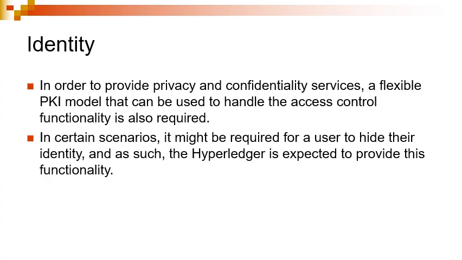And then identity. In order to provide privacy and confidentiality services, a flexible PKI model that can be used to handle access control and functionality is also required. So there is a membership service provider which provides the membership service. The members are identified and authenticated before being added to the blockchain. In certain scenarios, it might be required for a user to hide their identity, and as such Hyperledger is expected to provide that kind of functionality. So this is one of the requirements of Hyperledger Fabric.